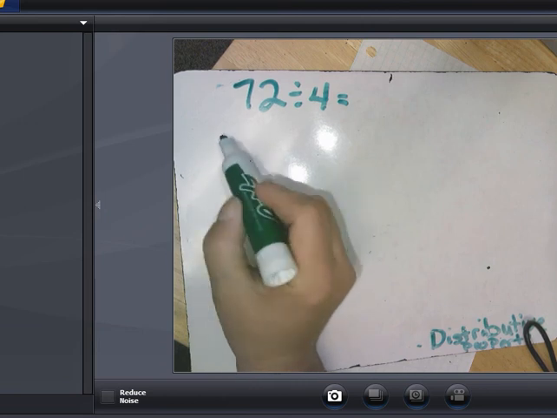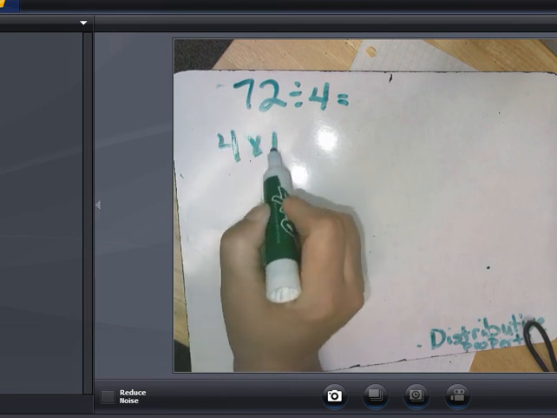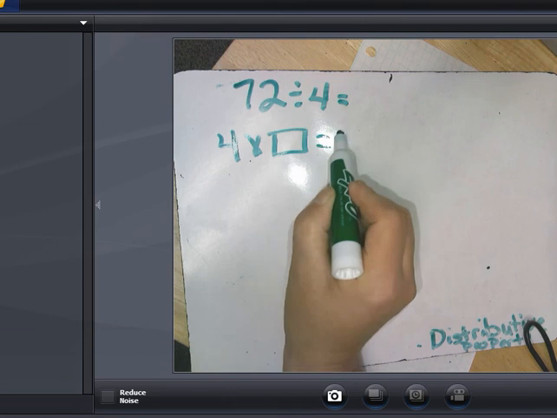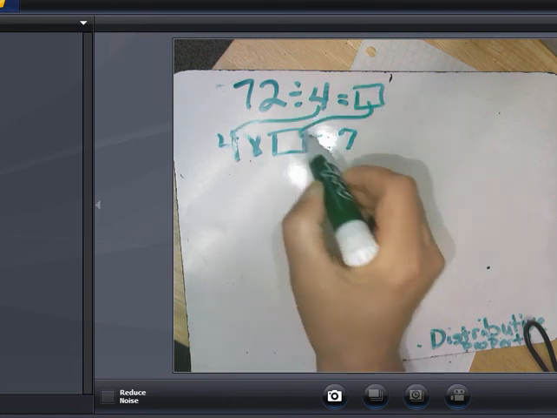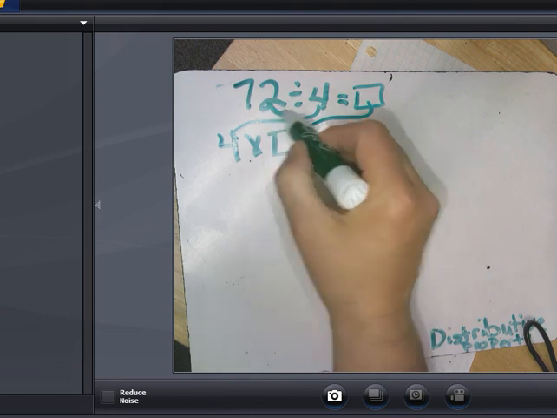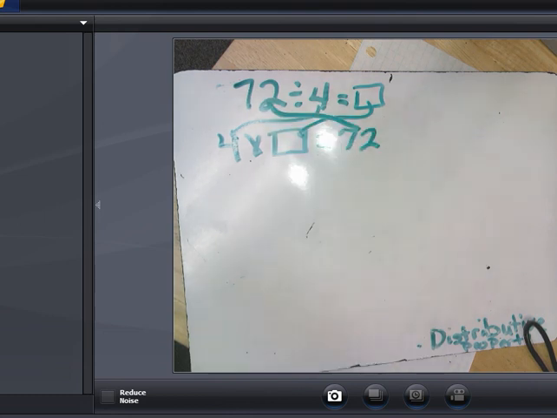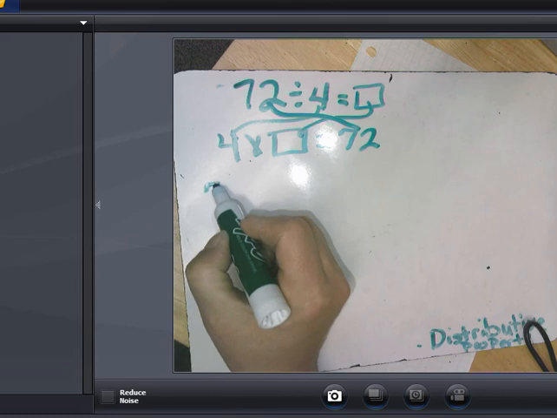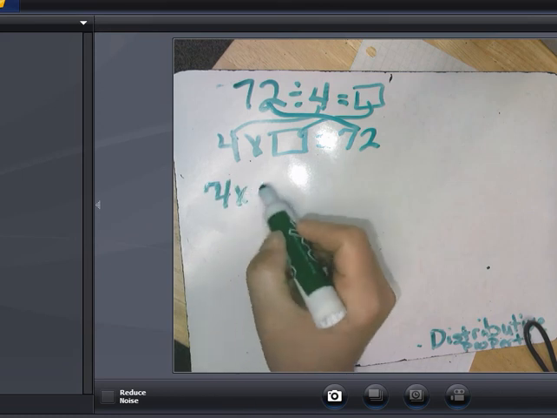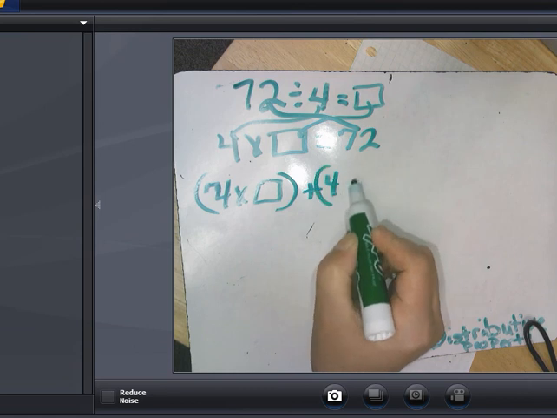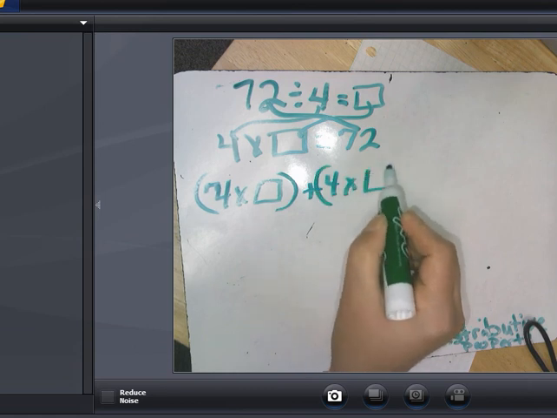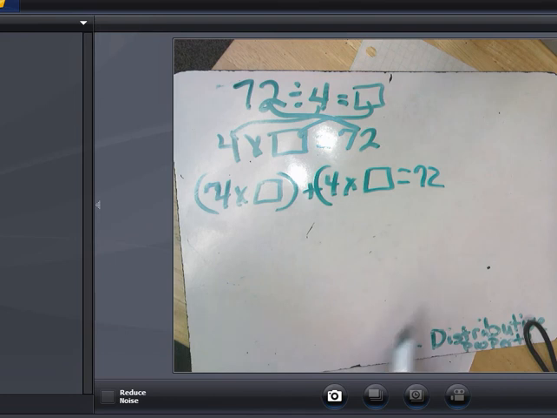So remember, I put 4 times I don't know equals 72. Here's where the 4 came from. Here's where the I don't know came from. And the 72 came from there. So I could set it up as 4 times I don't know plus 4 times I don't know equals 72. That's that distributive property that we keep talking about.